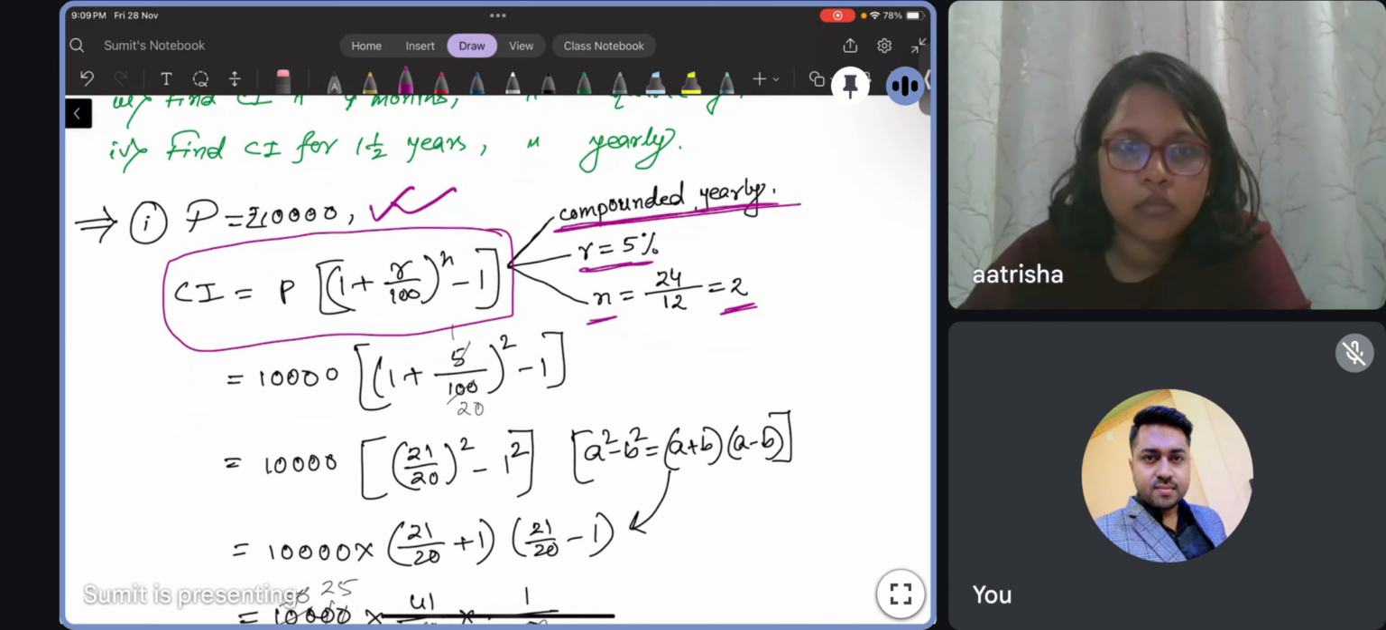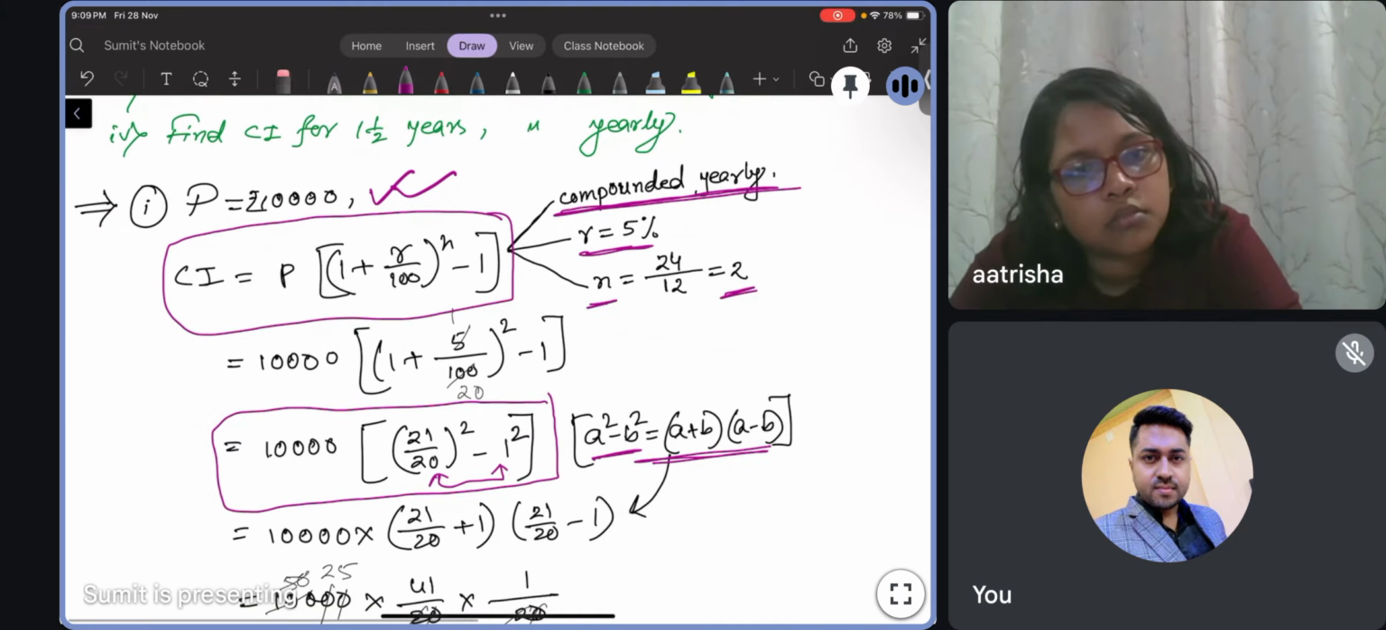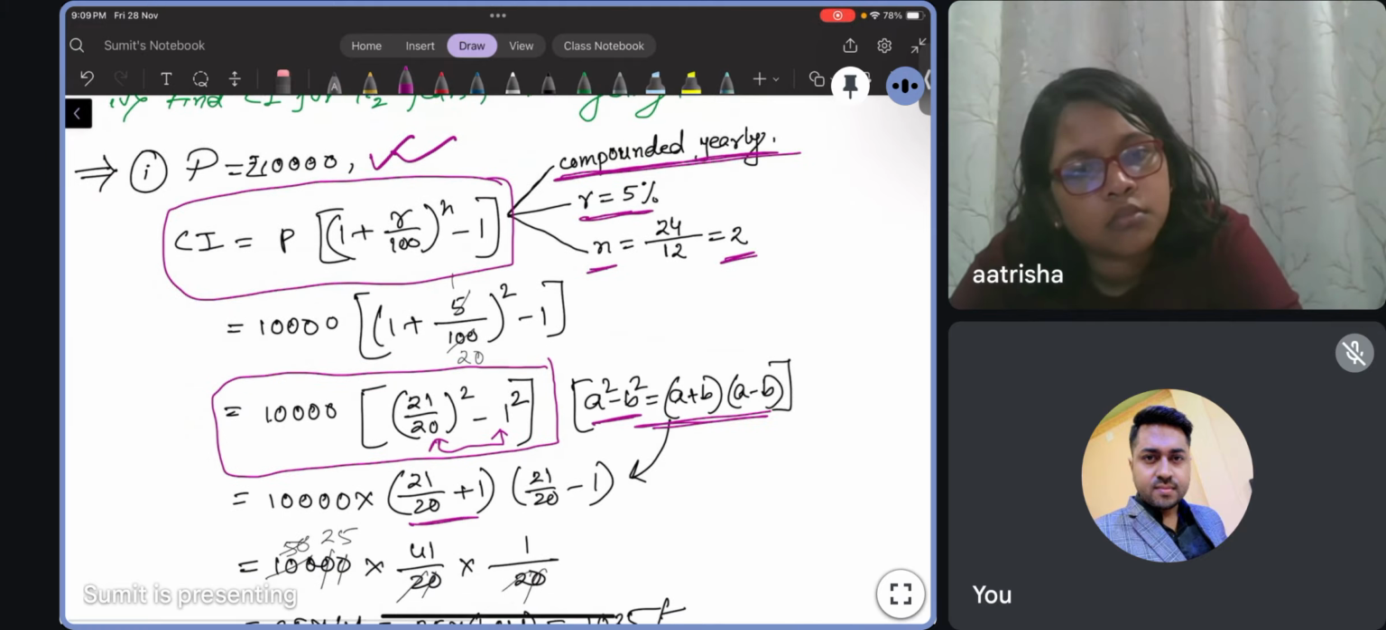We have put 5 and 20. We have got this step: 10,000 into (21 by 20) whole square minus 1 square. If you want, you can find the squares, no problem. But if you feel that the squares will be difficult to get, it will be much calculative. What we can do, we can use the formula for a square minus b square, like a plus b into a minus b, to get 21 by 20 plus 1, 21 by 20 minus 1.